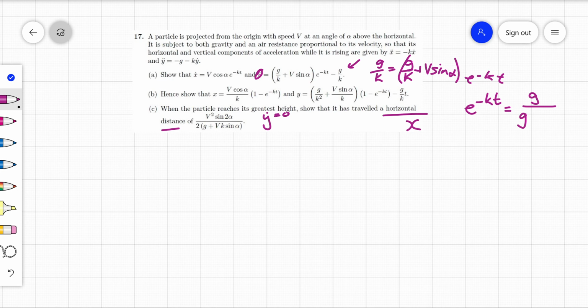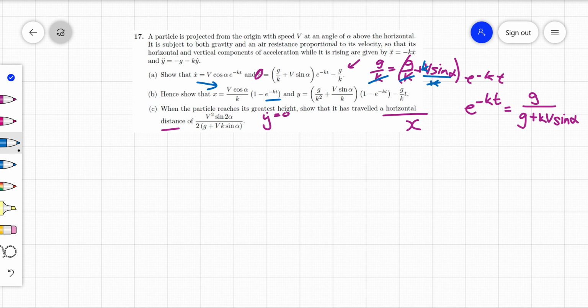So if I just times that by k, because they'll then both be over k, I can just get rid of the k. So it's like you're doing this, I'm dividing by 1 on k. So these k's can go, and I've just got g on g plus kv sine alpha for e to the minus kt. I'm going to leave it there instead of making t the subject because I know that the x equation has e to the minus kt in it. So I can substitute it straight into there.